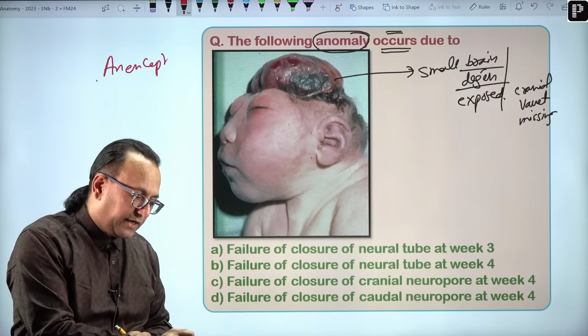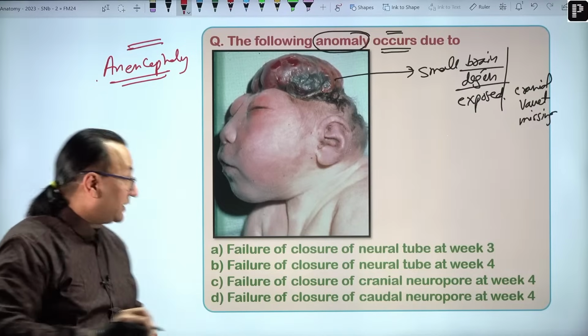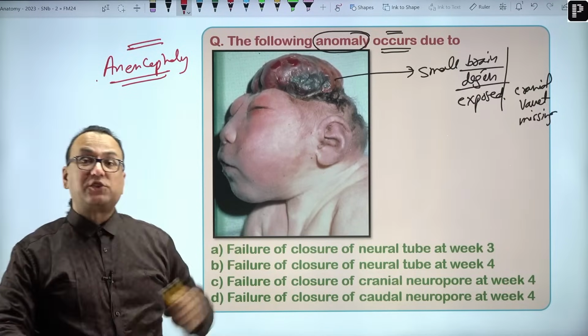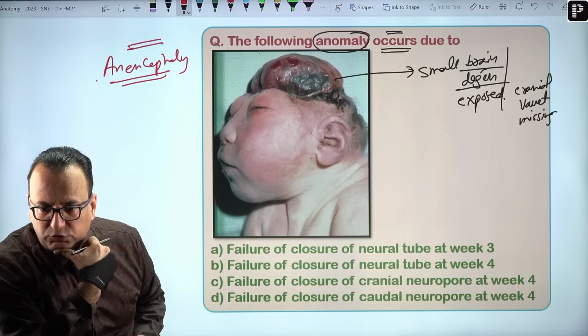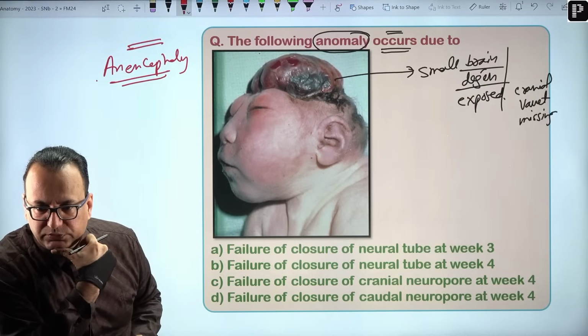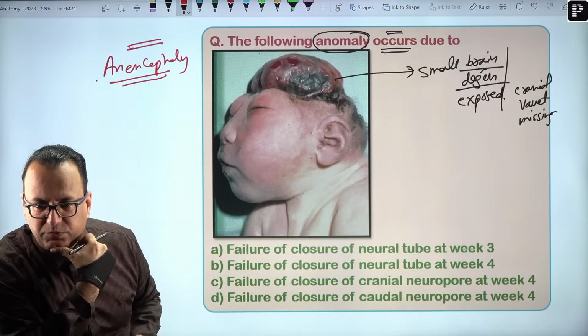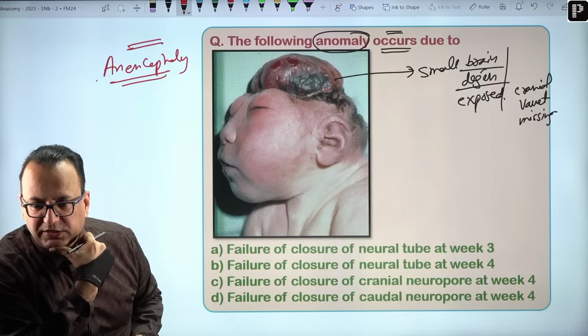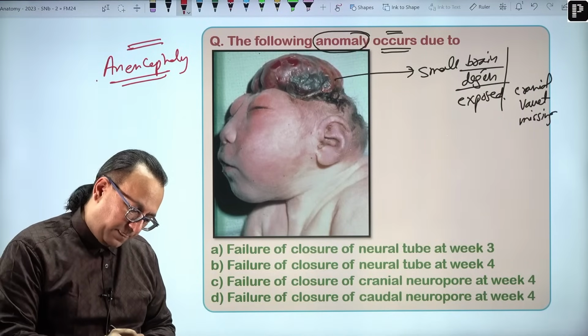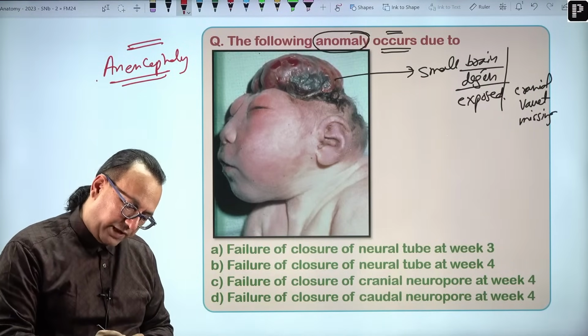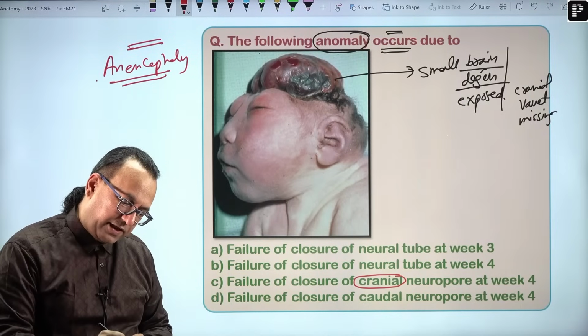Now, if this is a case of anencephaly, it is also to be understood that it is an open neural tube defect, and the options were like anterior neuropore, anterior closure defect, posterior closure defect. Okay, so if you say anterior, that will be failure of closure of the neural tube cranially. Anterior means cranial.